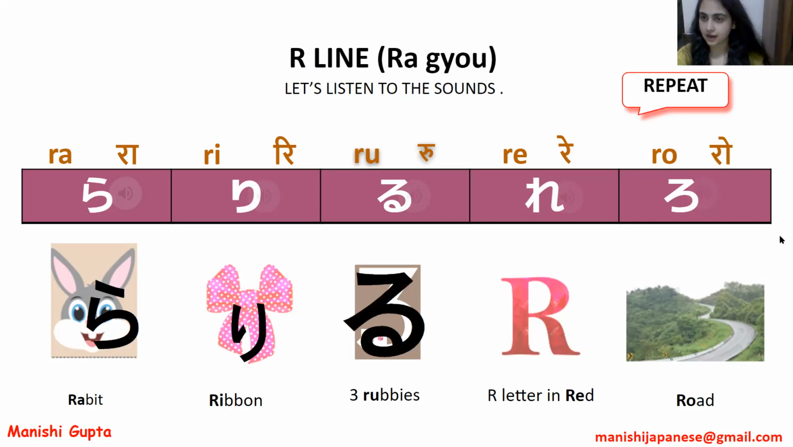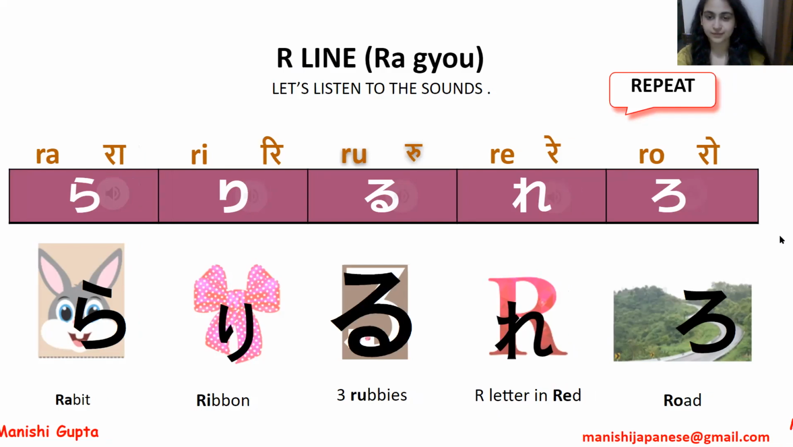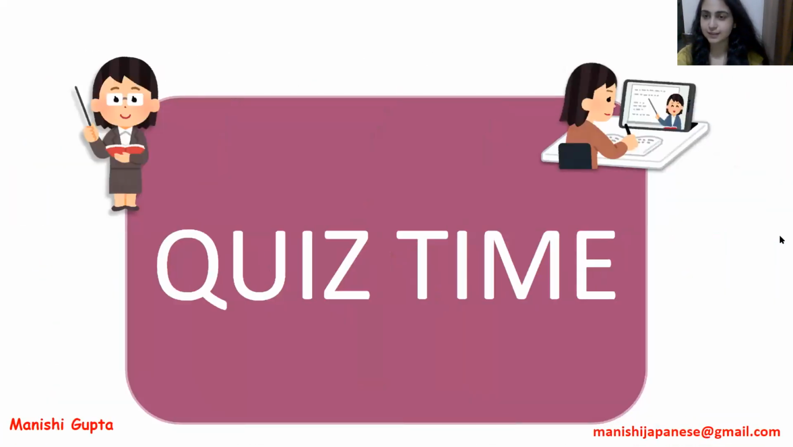Then the letter R in the red. So Re. And the last one is Ro. Ro can be seen from this particular picture as in the road. Again, this one also looks like three, but we'll see how these two characters are different. Okay, before that, there's a quiz.